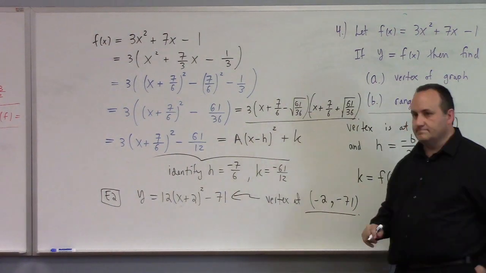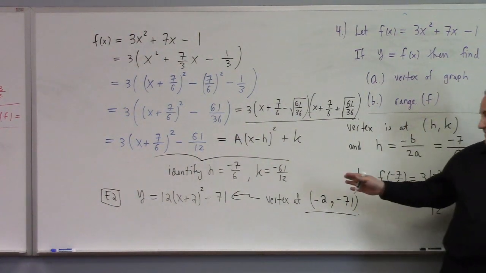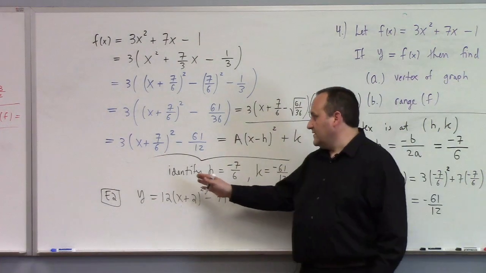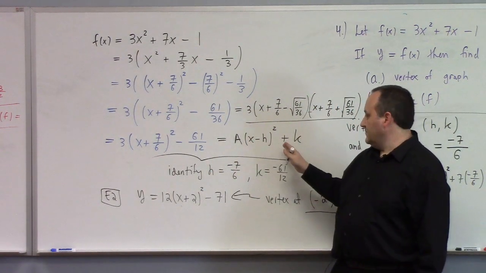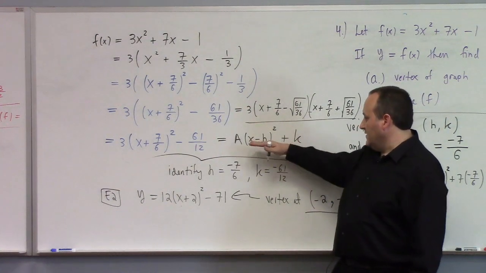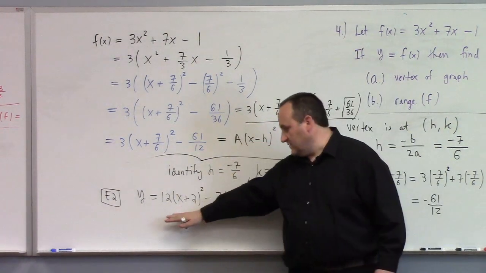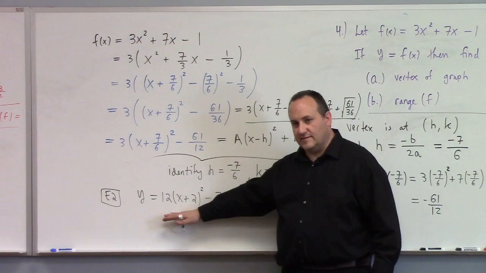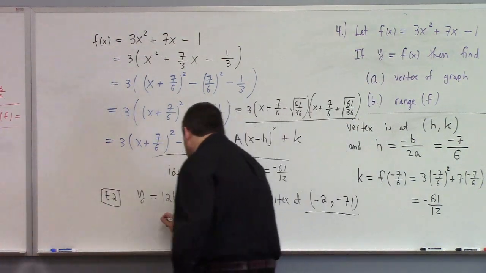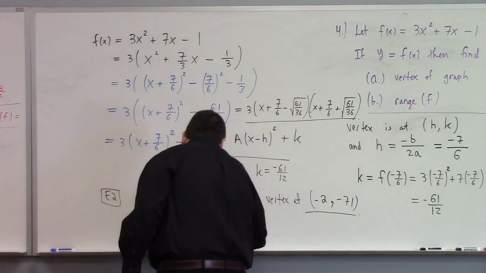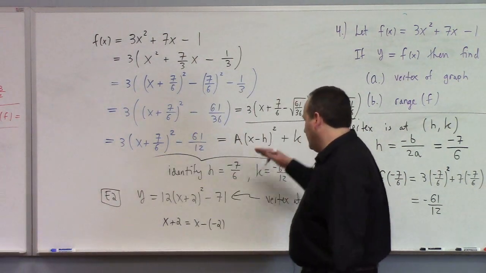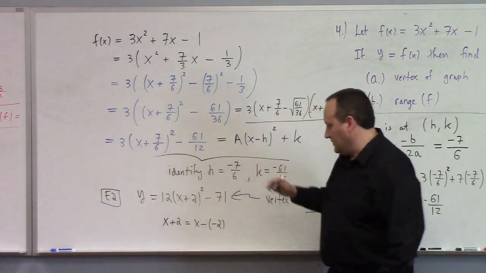The vertex is not just h, k. Notice that the pattern is x minus h squared plus k. So when we're doing pattern matching, we have to look for a subtraction. To see x plus 2 as a subtraction, it's x minus a minus 2. That's the way we have to think about it as we compare this and that.